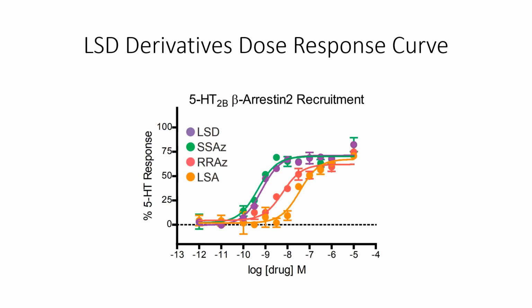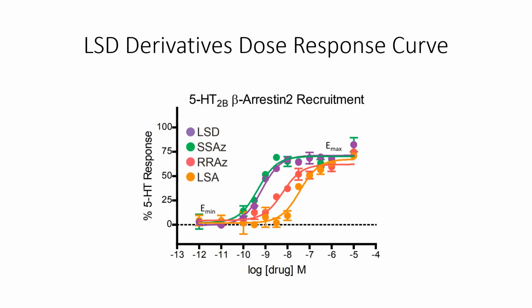In this curve, we're measuring LSD and its various derivatives' ability to recruit beta-arrestin at the serotonin 2B receptor. The first thing we should look at when we look at a dose-response curve is find the E-min and the E-max. We can notice that the E-min of each one of these four drugs is relatively the same. They're all starting off at a similar point at a concentration of -12 and -11. After that, things change with each drug.